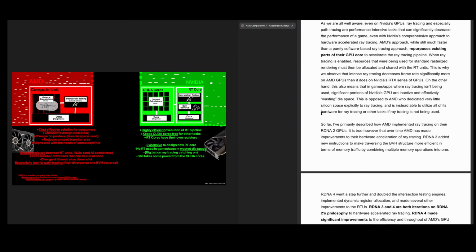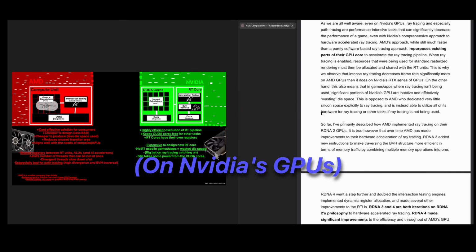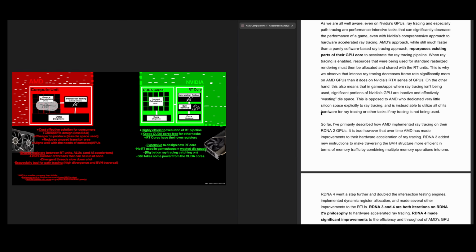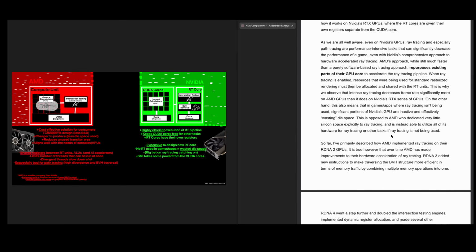But on the other side of the coin, that means that in games or in apps where there isn't any ray tracing being used or where ray tracing is disabled, those RT cores are also disabled basically and just sitting idle, which is generally something you want to avoid as much as possible for power efficiency on any kind of microprocessor. So you can see now why NVIDIA is pushing ray tracing so hard into every game, including old games like RTX Remix, because in games where it's not being used, it is a significant portion of the GPU that is also not being used and just sitting idle.